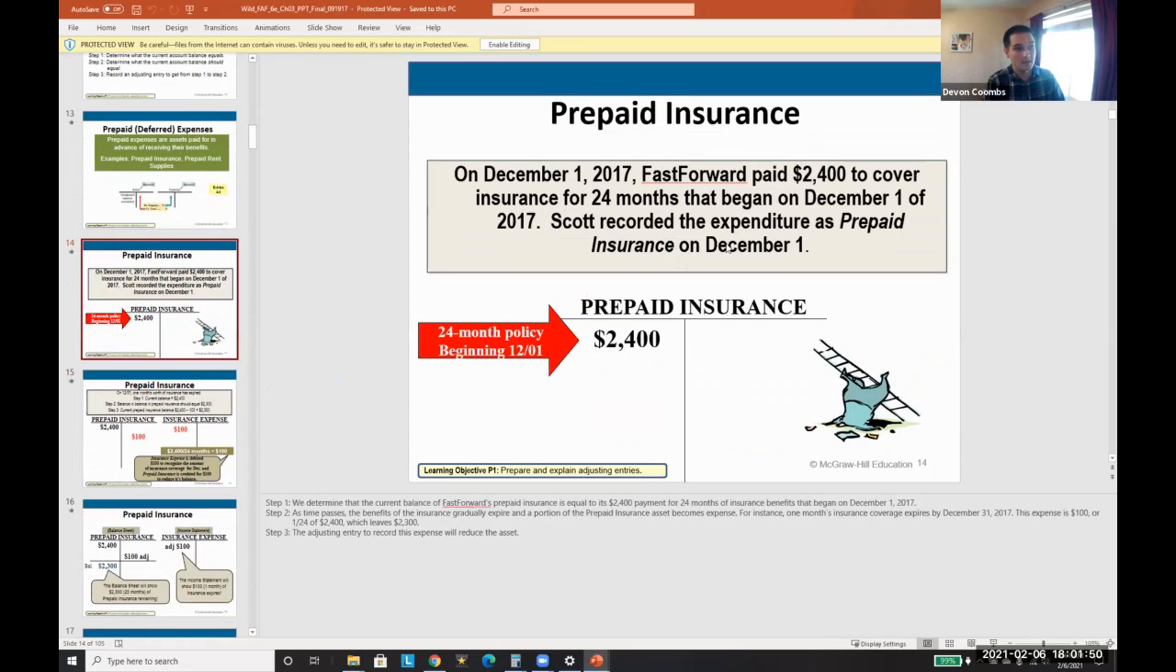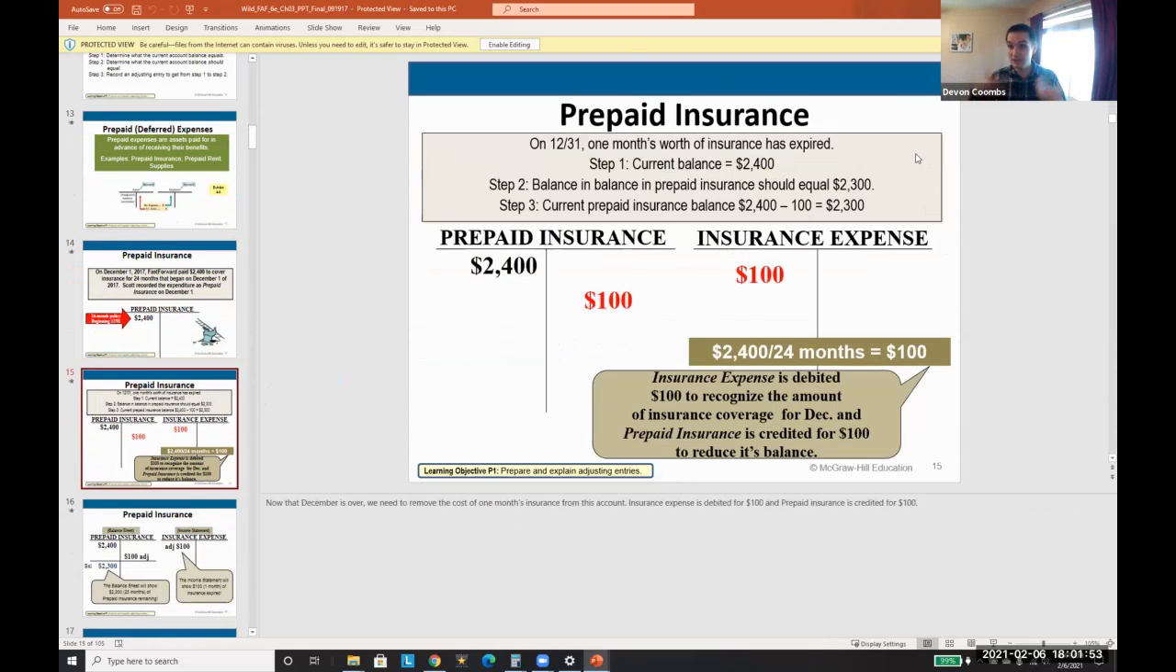But then at the end of the month, we have to make an adjustment because we've used some of that insurance. We didn't have any money out the door, but we used it, right? How much did we use? We used $100. The 2,400 divided by 24 is 100. So we'd reduce our prepaid insurance by 100 and increase our insurance expense by 100. Does that make sense? So no cash happened. Nothing cash related happened at this time. At the end of the month, we had to know to make this adjustment. Does that make sense? Any questions?